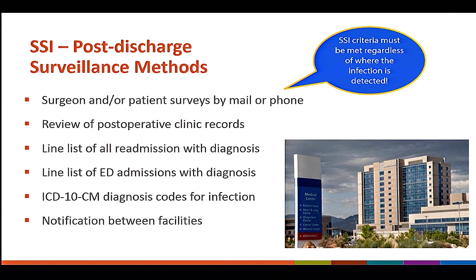Some facilities also review their line lists of readmissions and ED admissions for diagnoses and symptoms that might be related to an SSI. And also, some facilities will run line lists of targeted diagnostic codes, such as infection codes, to identify patients with a potential SSI that are being readmitted to their facility. These line lists are a form of enhanced surveillance that will really give you a heads up as to whether or not you have an SSI. I also want to note how important it is to have good communication with other hospitals or facilities in your area, so that if one of your patients is admitted or treated by another facility, they'll be able to notify you of a potential SSI that you can investigate.